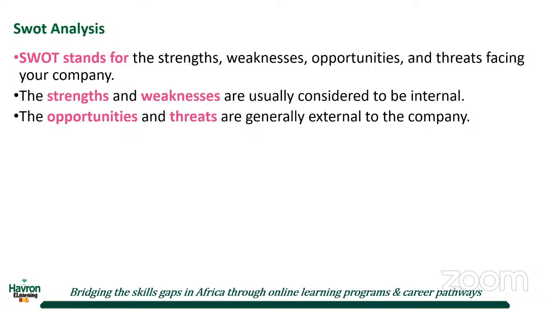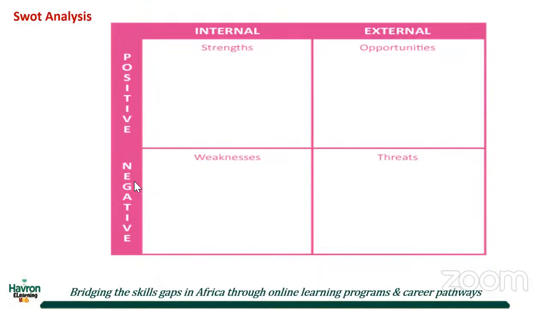So the diagram below is a diagram of a SWOT analysis. Under the strengths, these are the positive aspects. The weaknesses are under the negative aspect. The threats are under the negative aspect, while the opportunities are under the positive aspect. So you list them this way.